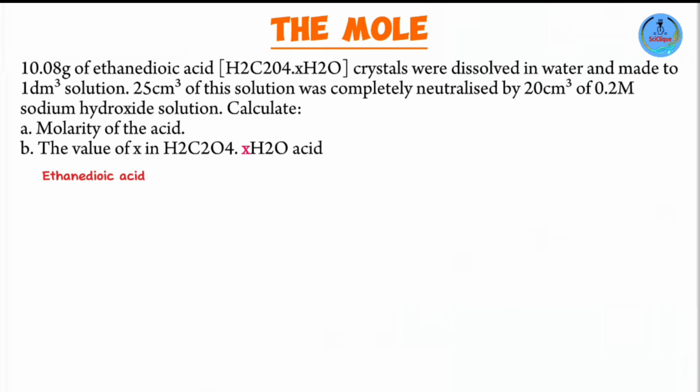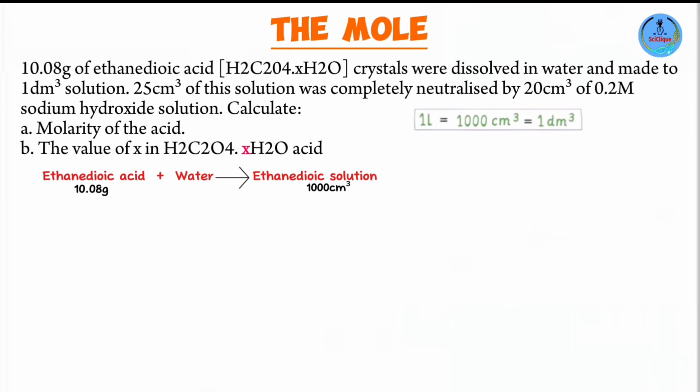Now, according to the question, we are being told that this acid with a mass of 10.08 grams was dissolved in water. By the way, I would like to say this. If you need to process the information or take down the calculations, just pause the video and do so. So this was dissolved in water and then made up to a solution that was 1 decimeter cubed. So 1 decimeter cubed is a volume that is equivalent to 1,000 cubic centimeters, also equivalent to 1 liter. So these three have the same volume.